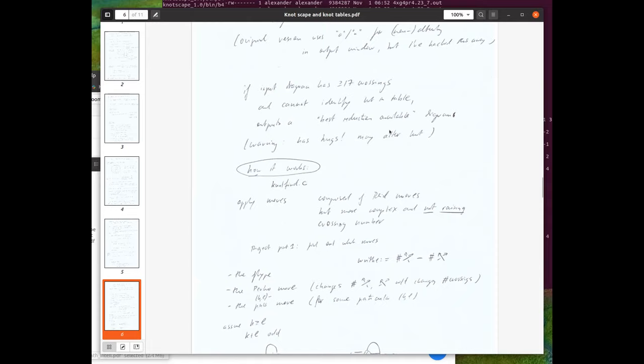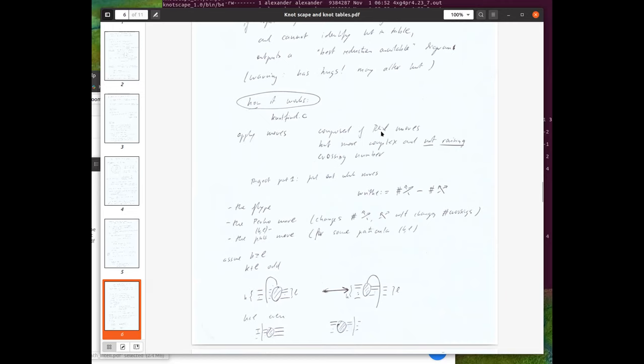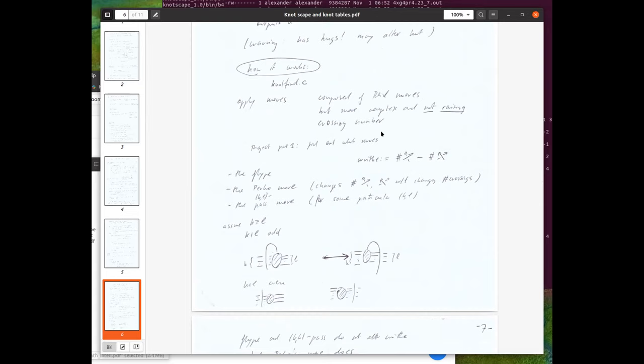So how does this work? Okay, what is the implementation of that feature? So there is a binary which is called knotfind.c, and the capacity of this binary is to apply moves on the diagram you'd like to locate.